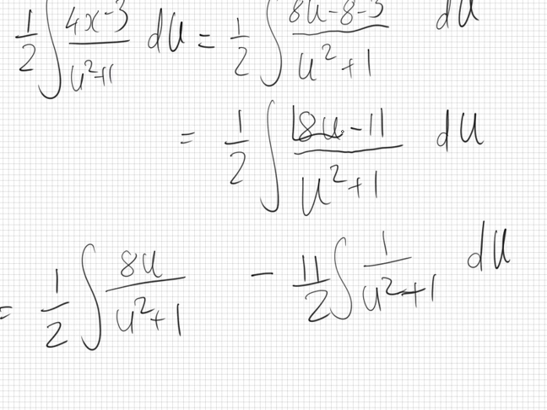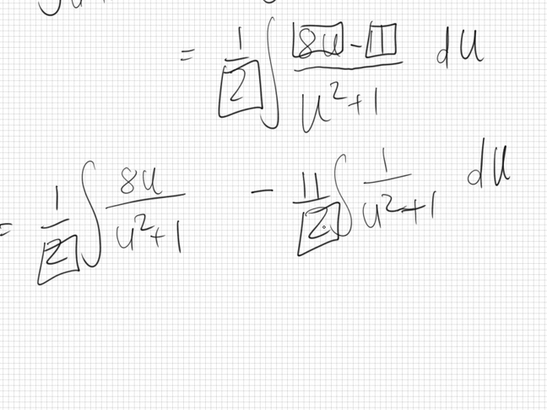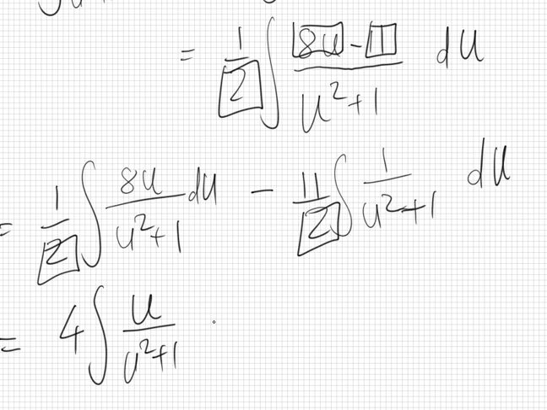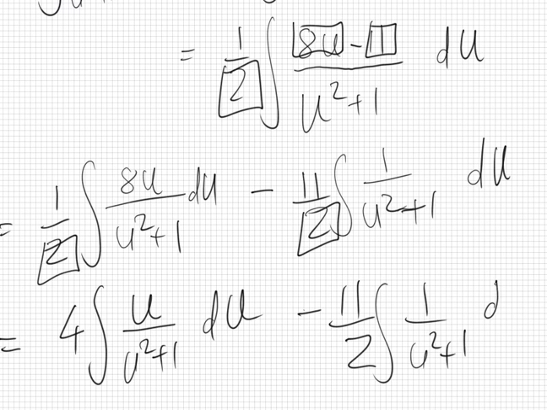I'm splitting this up into 2, so the half is still in front of both. This half here is because of this, and this gets split into 2. So that's why the 11 and the 2 is there. Equals, well, a half goes into 8 4 times, so it's 4 integrate u over u squared plus 1 du minus 11 over 2. I'm not really doing anything here on this line, actually.